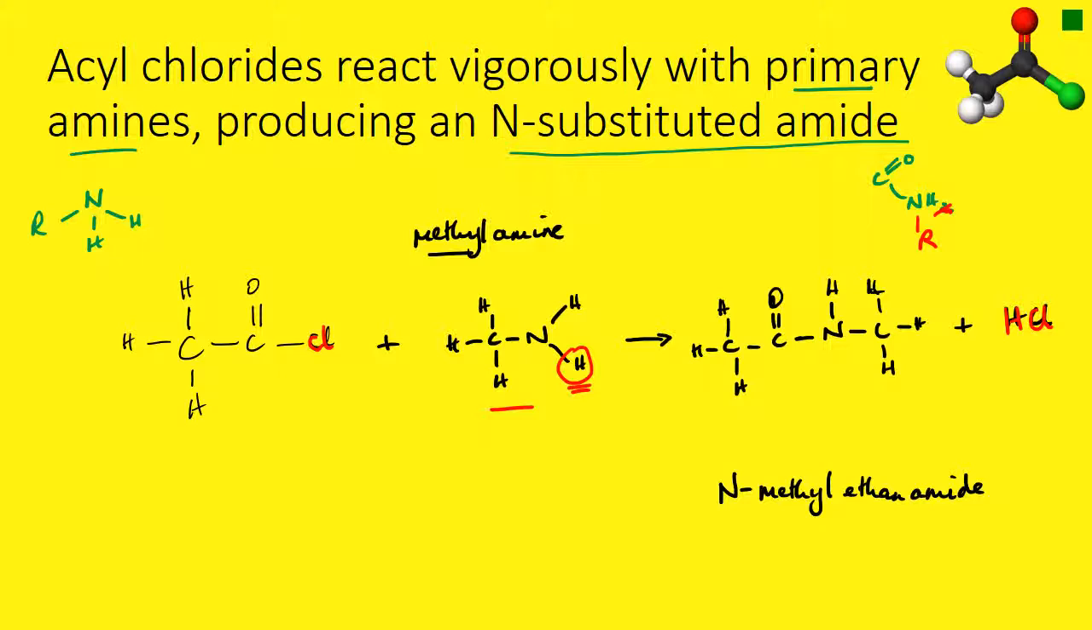And just explaining where that name comes from, this is our N-methyl part of the molecule, so N-methyl here, which is what comes first. That's what we've added on to our starting molecule, and this is the ethan bit because we've got two carbons, so it's ethanamide. It's an amide because we've got that amide group hanging off it, and the type of amide we've got is an N-methyl ethanamide.